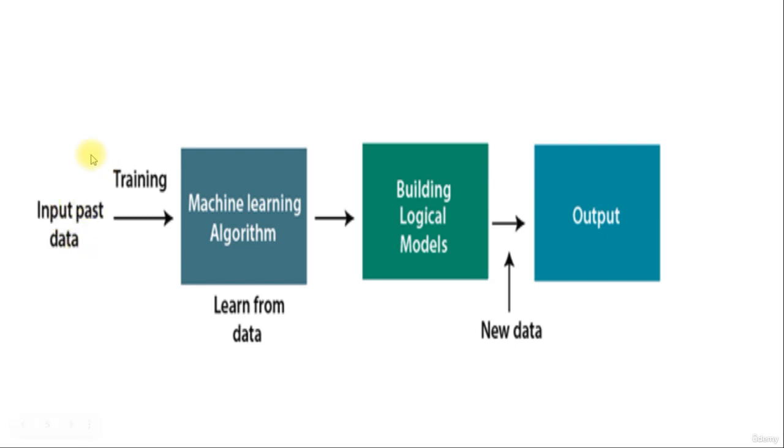Input past data will be given as training to the machine learning algorithm. This machine learning algorithm will learn and extract patterns from that data, and based on the patterns extracted and the learnings from the training data, it will build some logical models or patterns. The ML algorithm will build that. Now once we have a ready trained ML model, we will give new data to that model and then we'll predict the output.